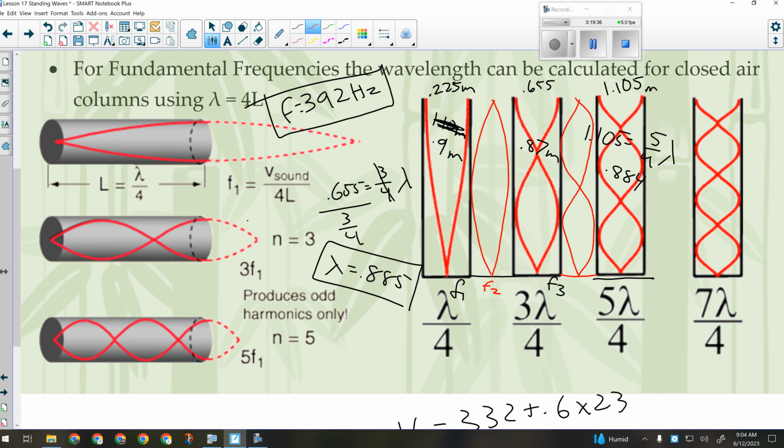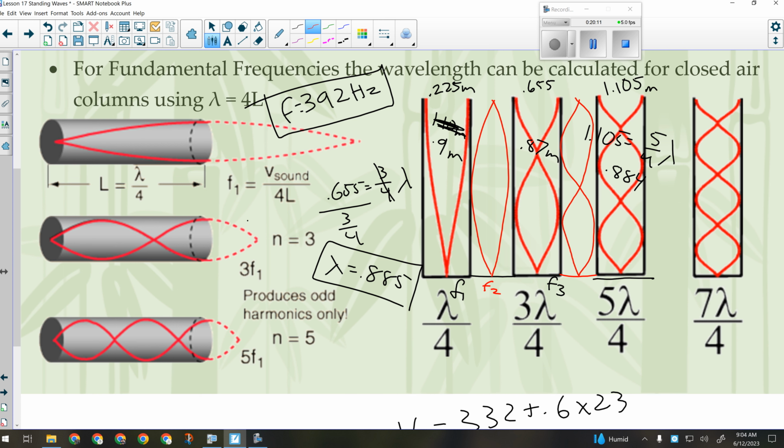And that's an important thing for us to remember, because they very often ask on a unit exam a closed air column question, and then I say, calculate the fundamental frequency, so you calculate F1. And then I say, what's the next frequency you would hear? And everybody just multiplies it by 2, when they should multiply it by 3, because you don't hear anything at F2. You hear it at F3. Only with closed air columns.